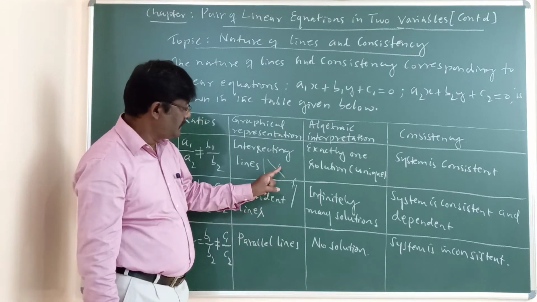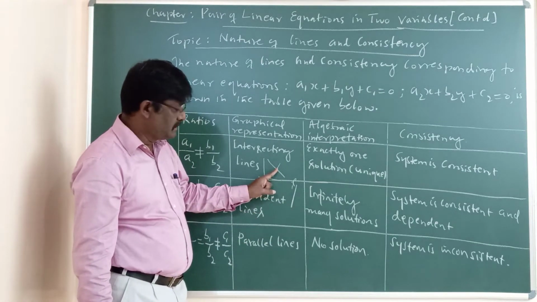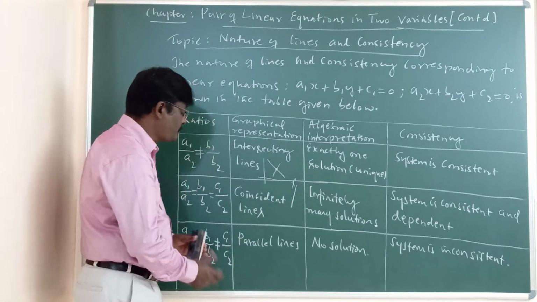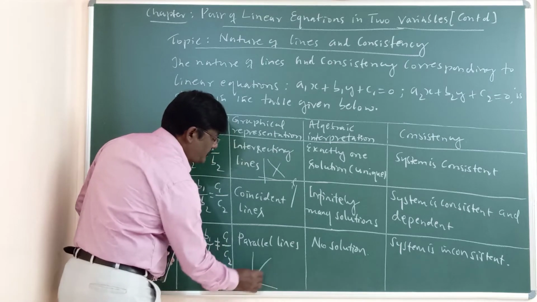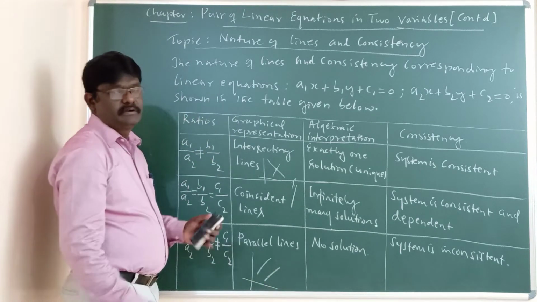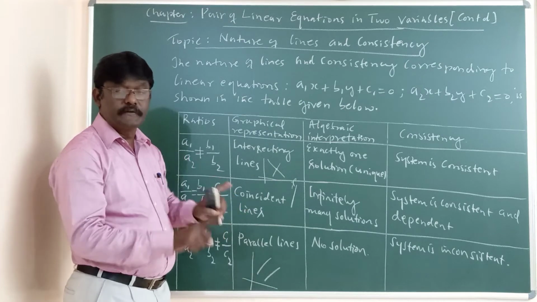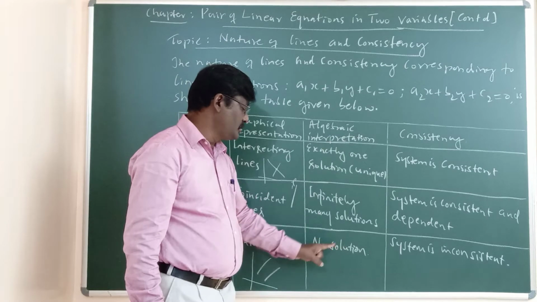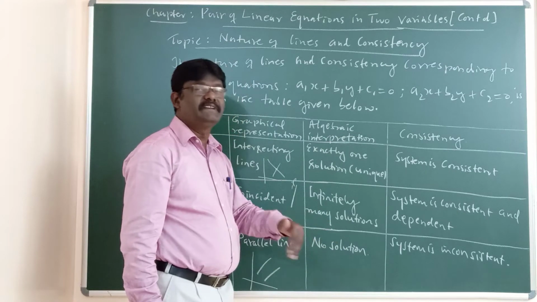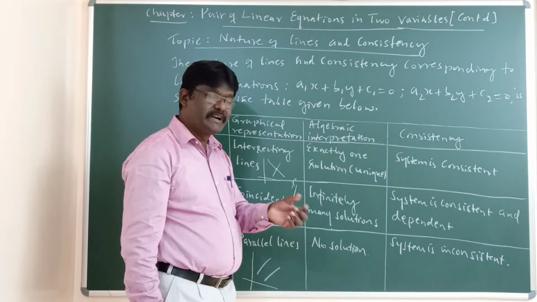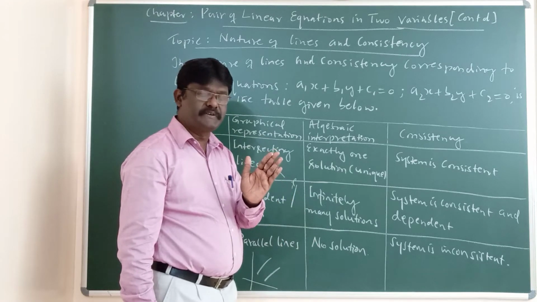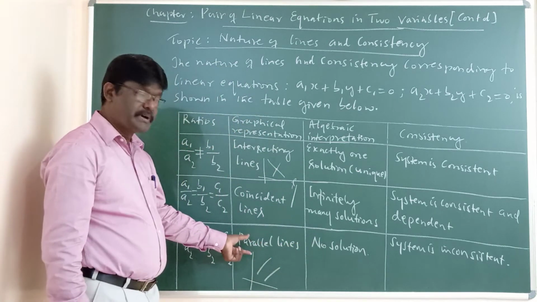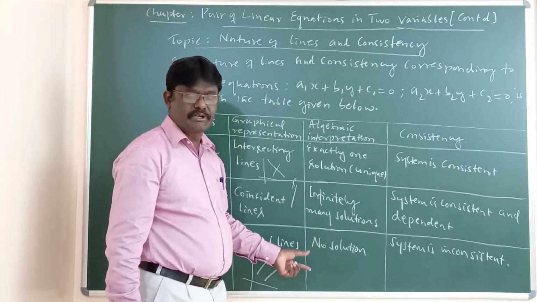See children, when the lines intersect, there is a unique solution. When the lines coincide, infinitely many solutions. If they are parallel, they are not intersecting, which means no solution at all. That is the algebraic interpretation: no solution. No solution means it is inconsistent. Therefore, when do we say the pair of linear equations is inconsistent? The system is inconsistent if the lines are parallel, that is, if there is no solution.